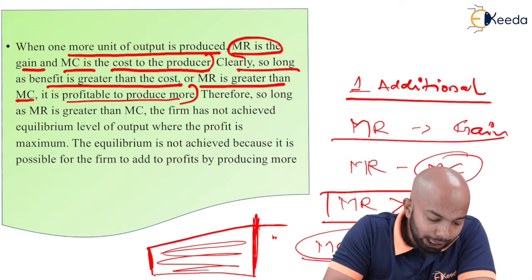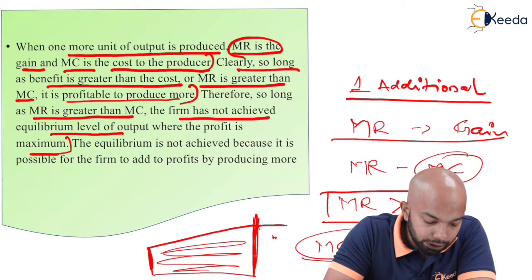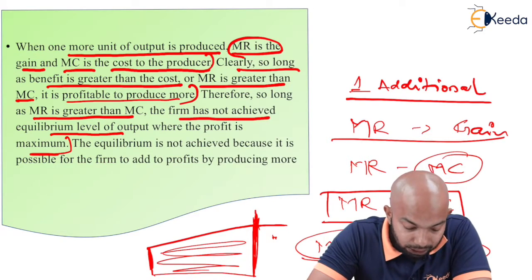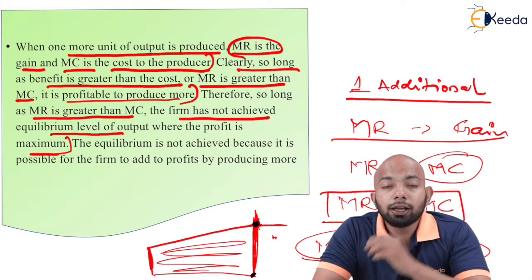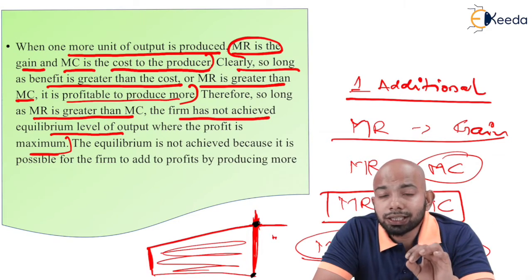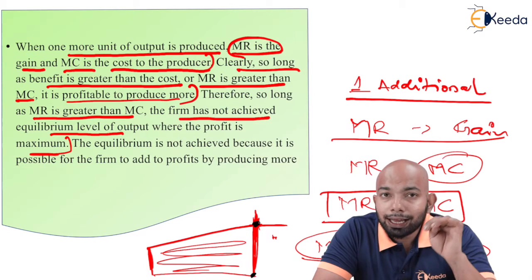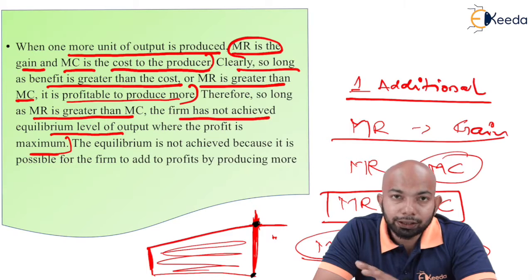Therefore, so long as marginal revenue is greater than marginal cost, the firm has not achieved the equilibrium output where profit is maximum. At this black spot, the firm has achieved the maximum output, and with this much output it has achieved the equilibrium point.